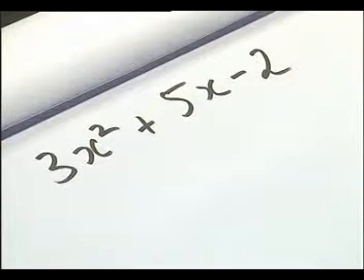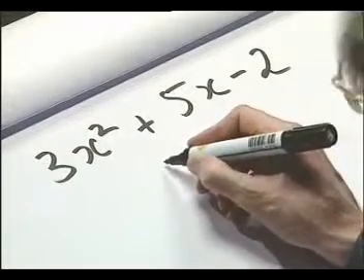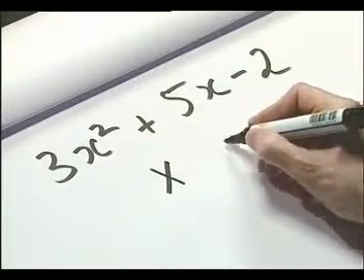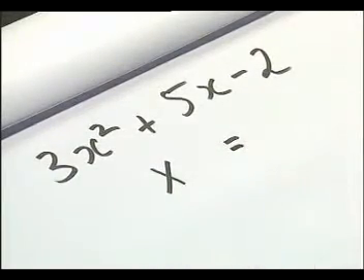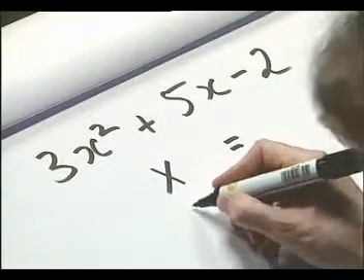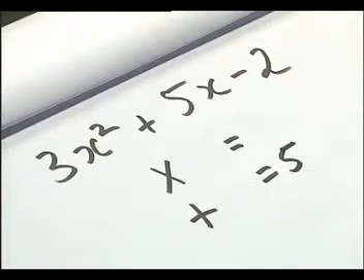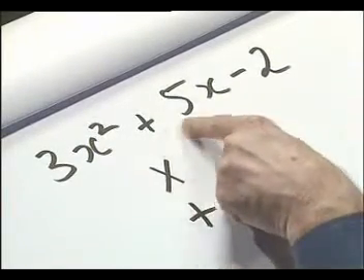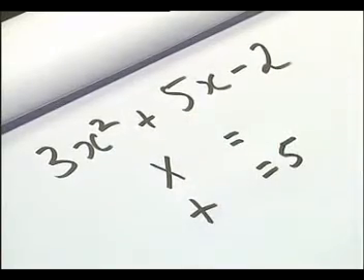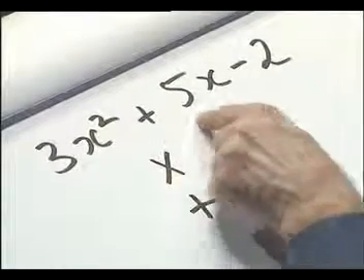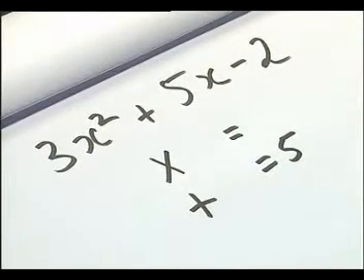Now I'm going to use a method that's very similar to the first method that we saw. I'm going to look for two numbers that multiply together to give, well, let's leave that unsaid for the minute. But these two numbers are going to add together to give 5, the x term. So that hasn't changed. We're looking for two numbers that will add together to give us the coefficient of x.